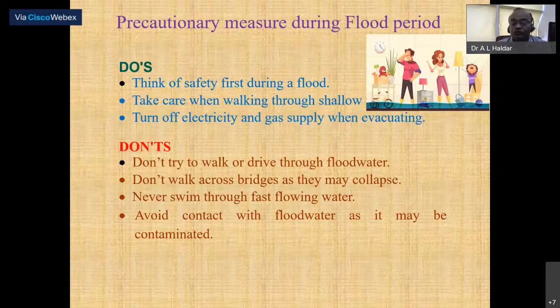What should not be done: don't try to walk or drive through the flood water. Don't walk across the bridge, because bridges are so fragile and may collapse. Never swim in fast flowing water. Avoid contact with the flood water.